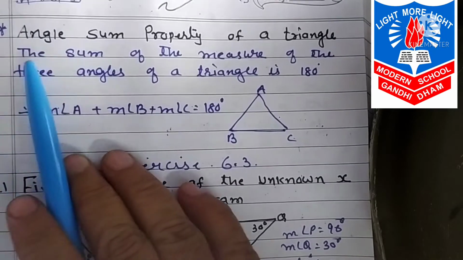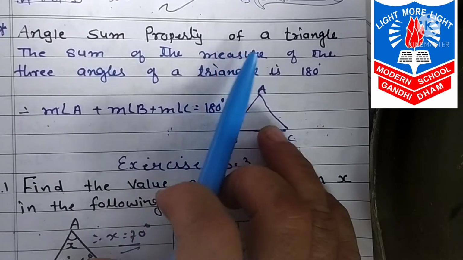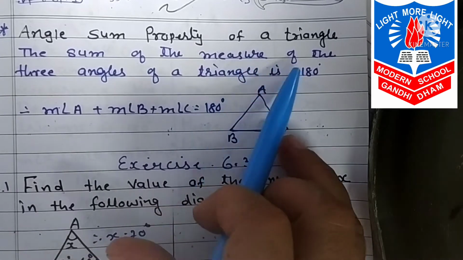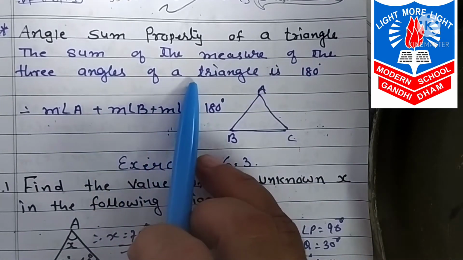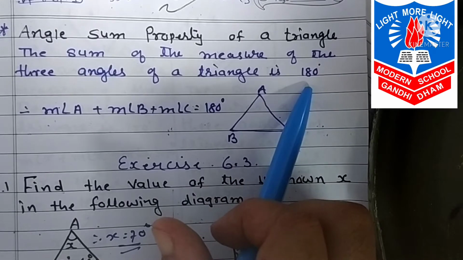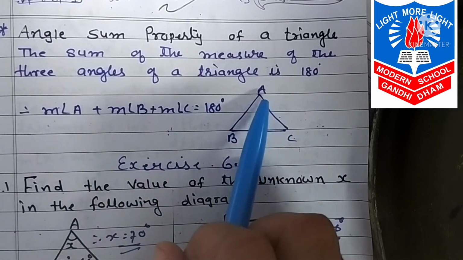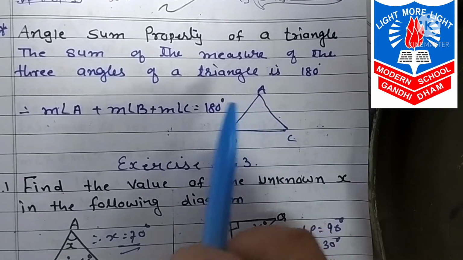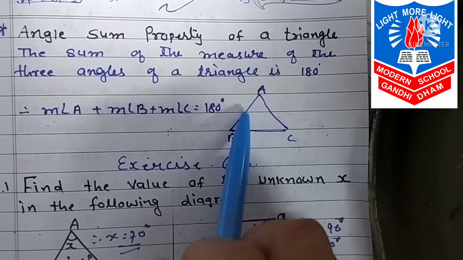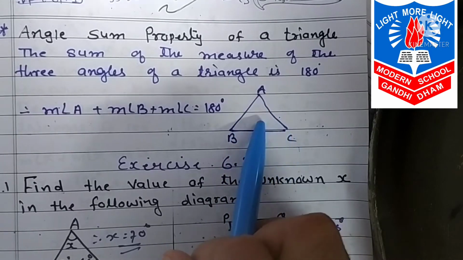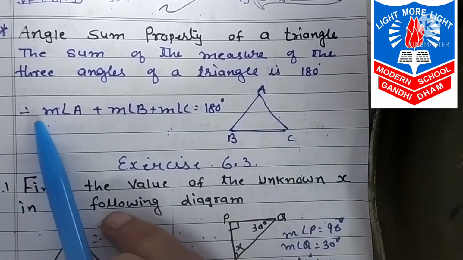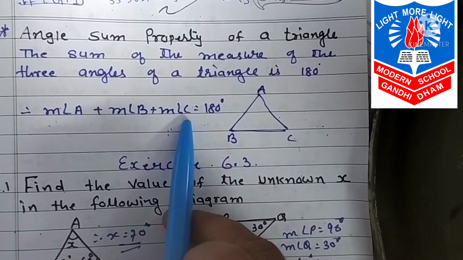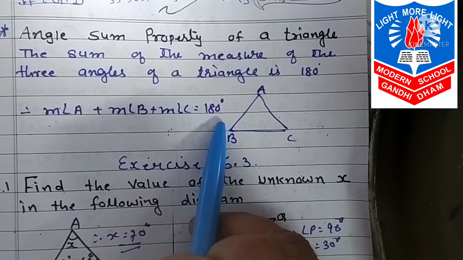The first point is an angle sum property of a triangle. The sum of the measure of the three angles of a triangle is 180. It means the triangle has three angles, so their measurement sum, meaning plus, all three angles added together is 180. So we write measure angle A plus measure angle B plus measure angle C is equal to 180.